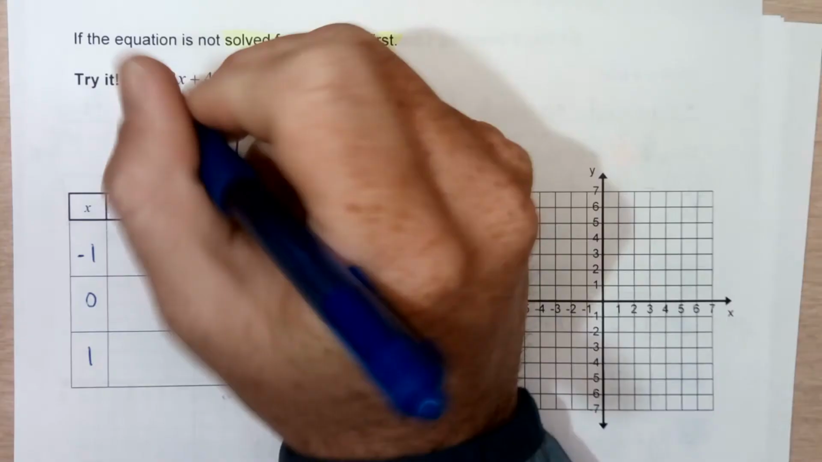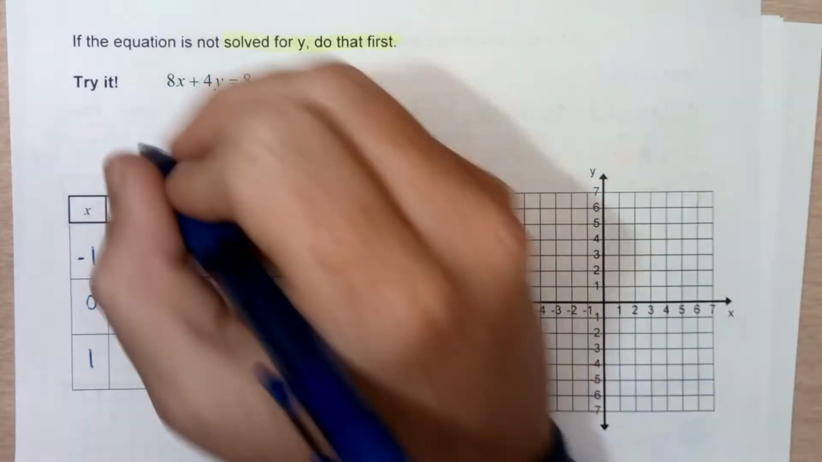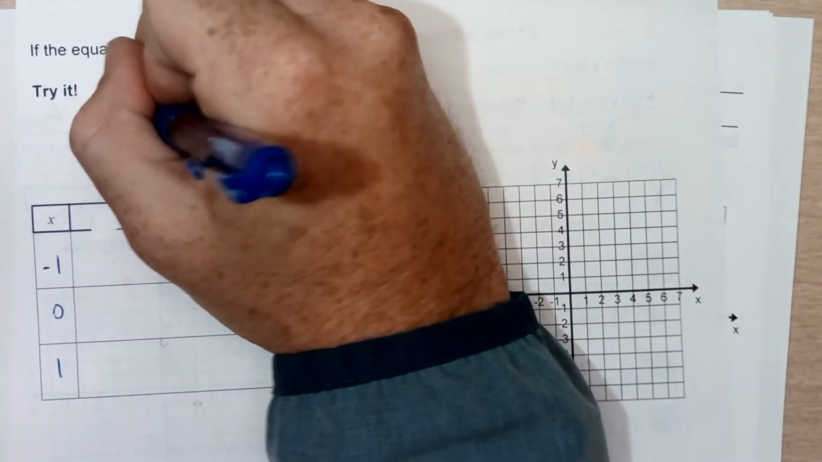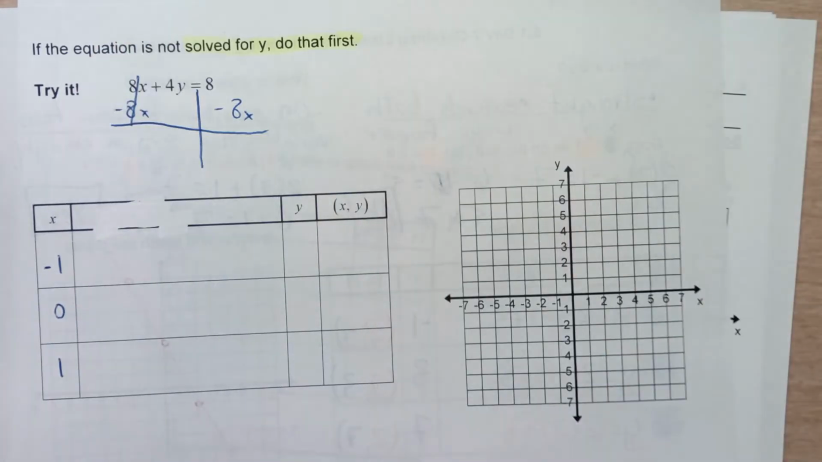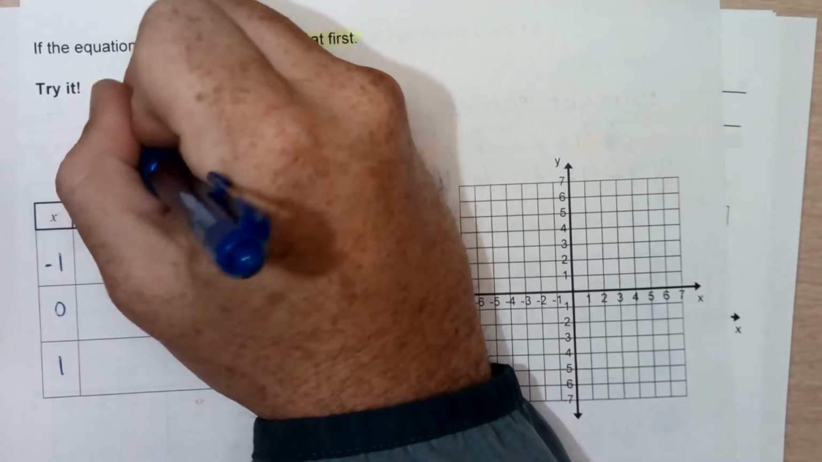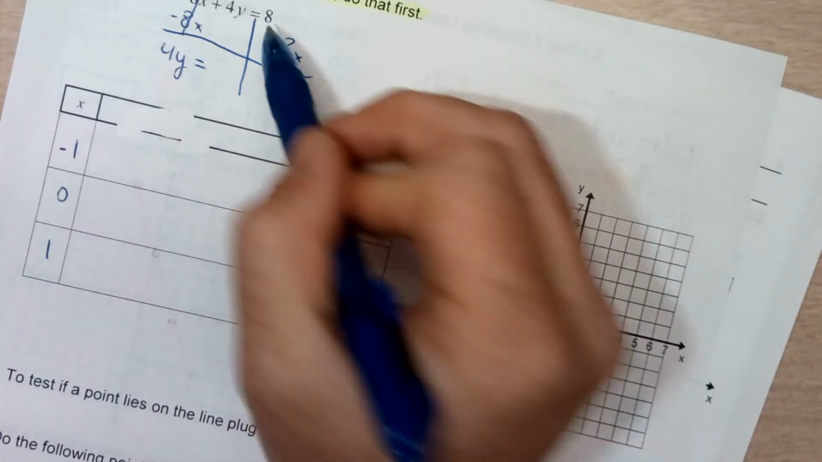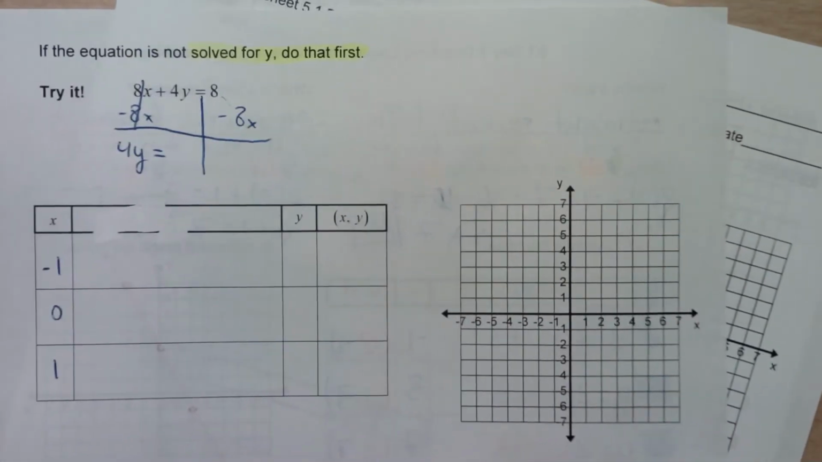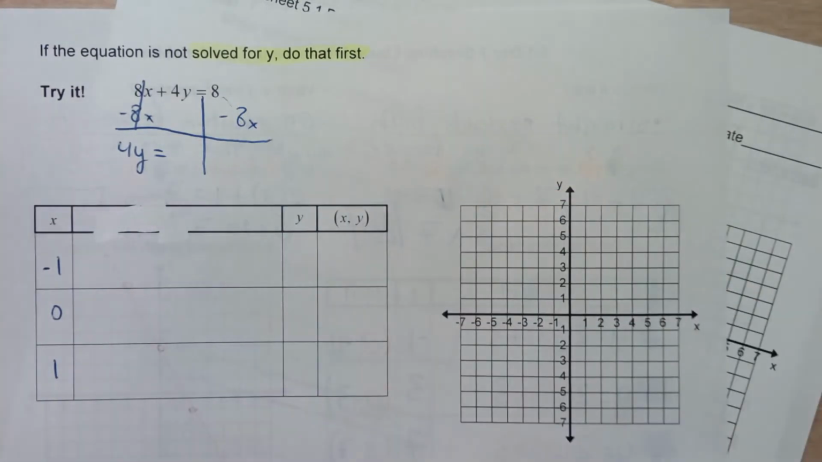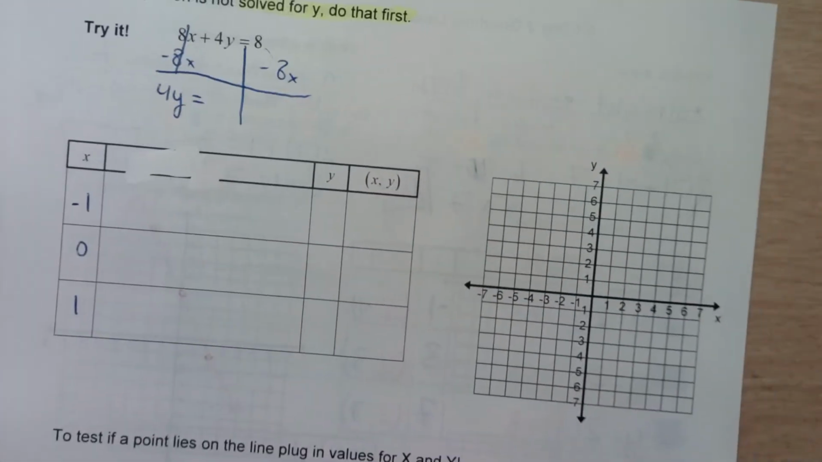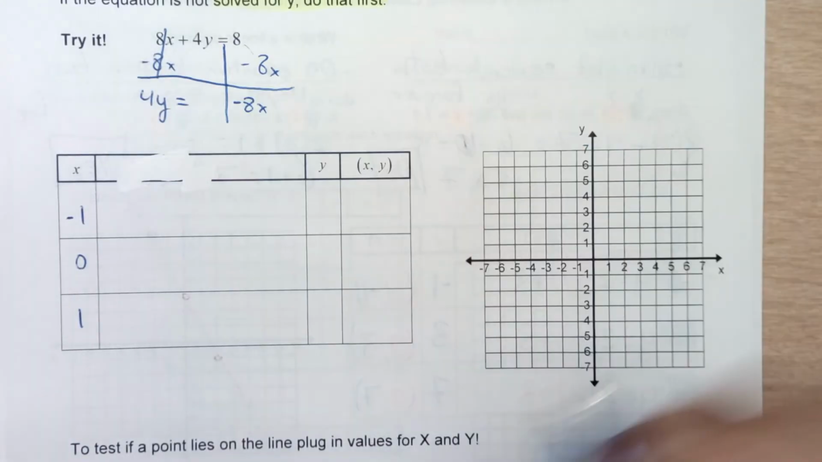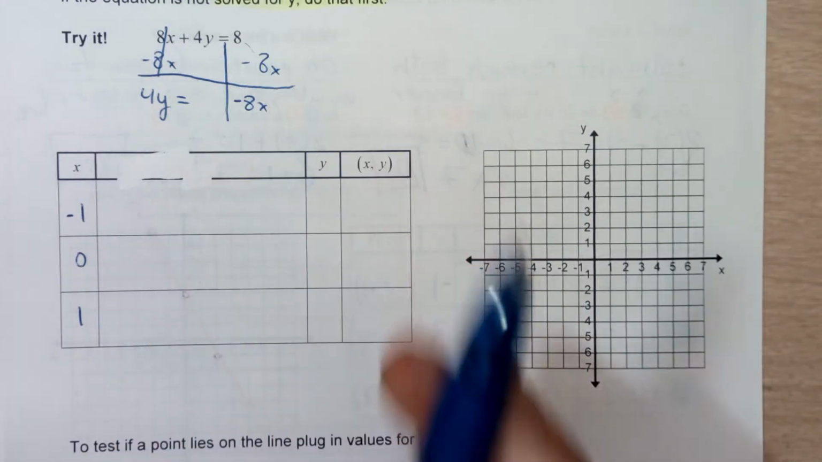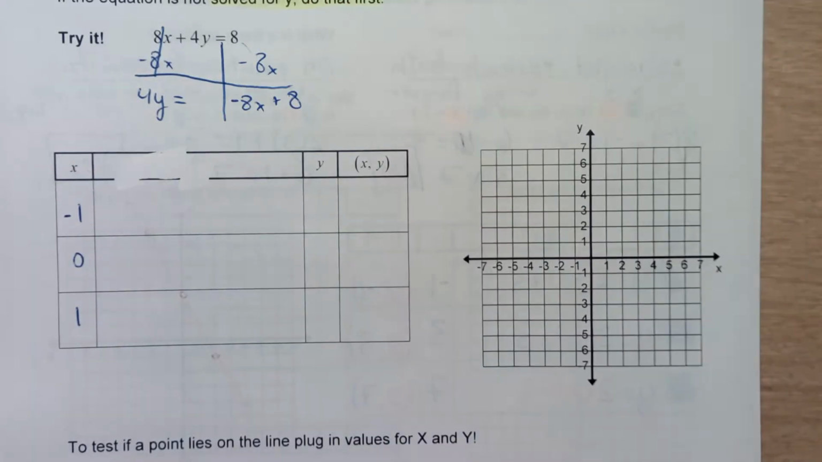If I was to get y by itself, the first thing I'd want to do is get rid of this 8x, and it's a positive 8x. The opposite of a positive 8x would be a negative 8x. So I'm going to subtract 8x from both sides. 8x minus 8x is 0. I'm just left with 4y equals. And I cannot do 8 minus 8x, because this 8 is a constant. It doesn't have an x attached to it. I cannot combine like terms unless they both share the same variable. So I'm just going to leave it as negative 8x, and then it's a positive 8, so plus 8.